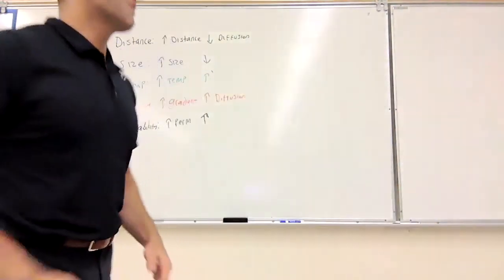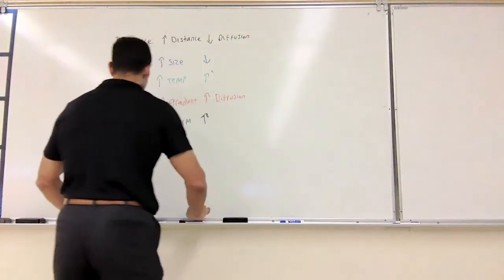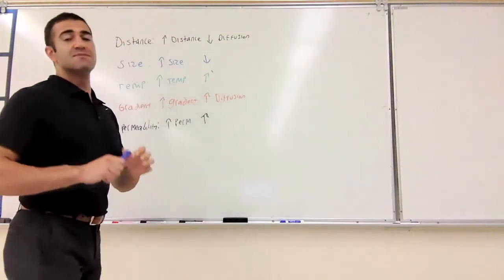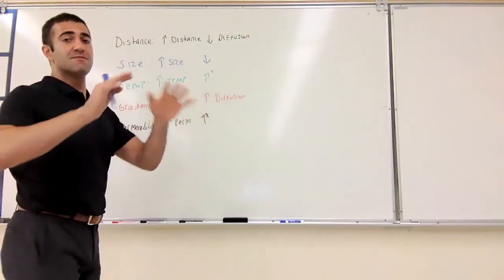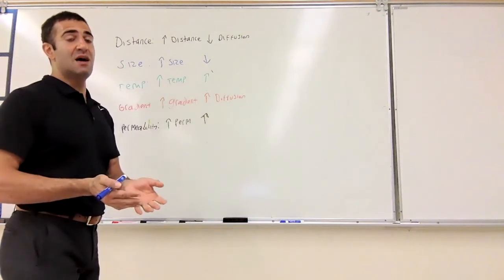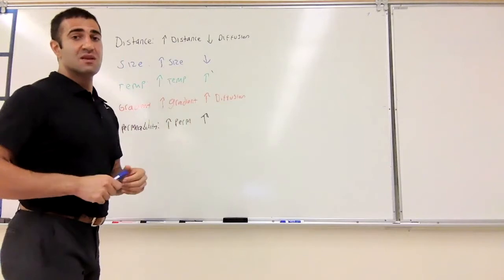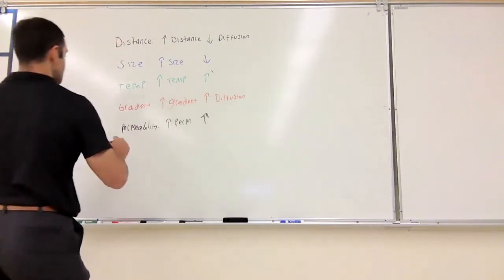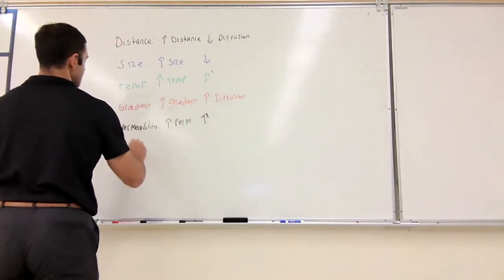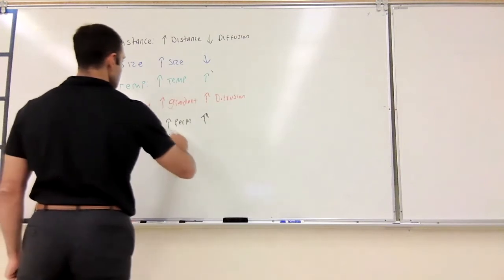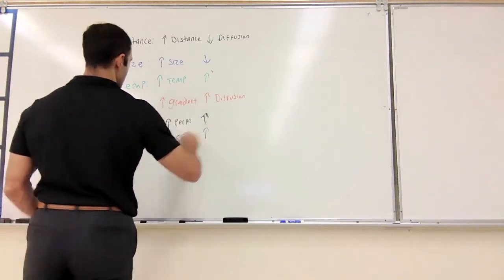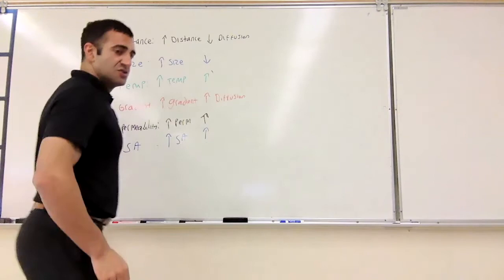Next is going to be surface area. Surface area is the amount of space on top of a container where things can enter and leave. So SA for surface area, greater the surface area, faster the rate of diffusion. Show you an example with that.